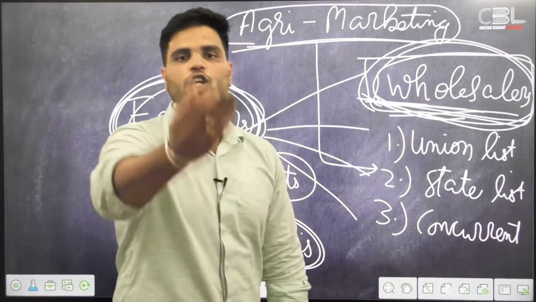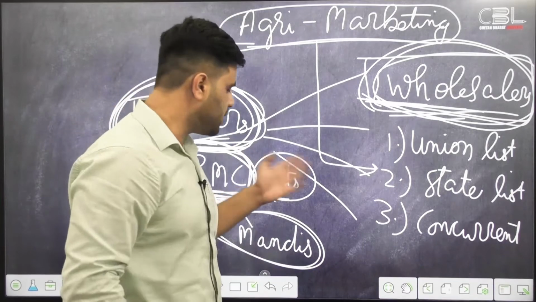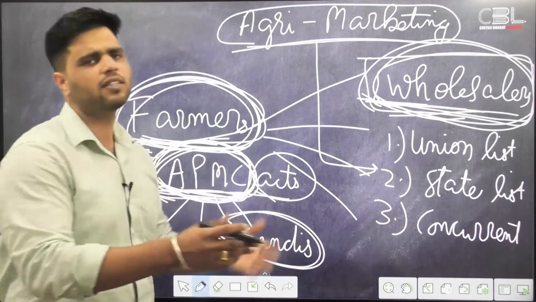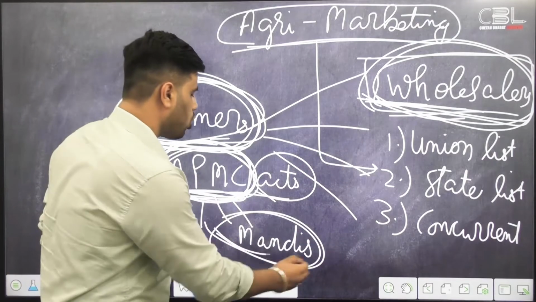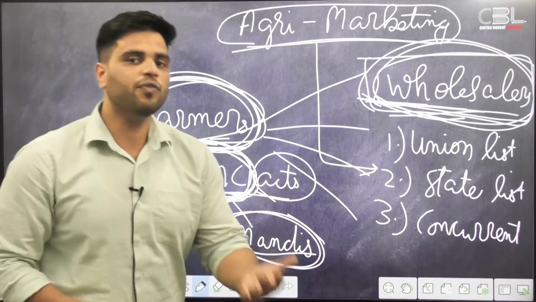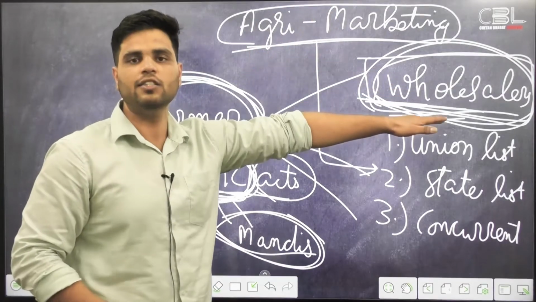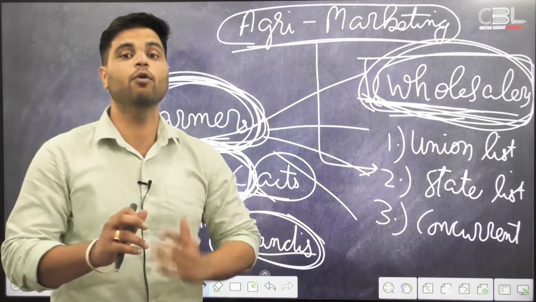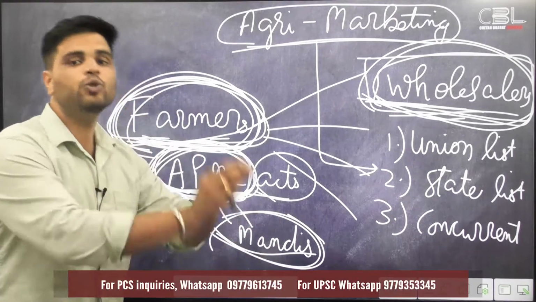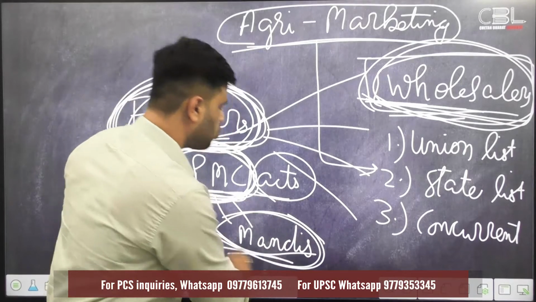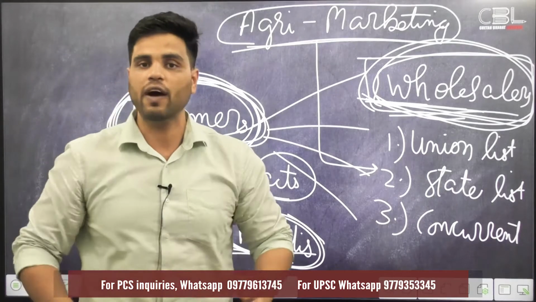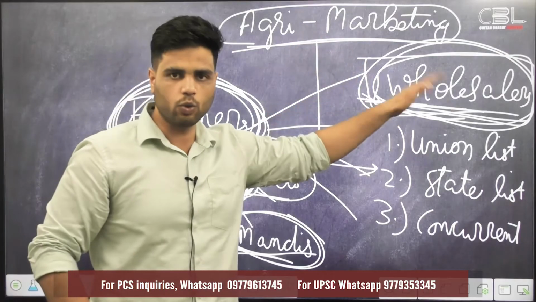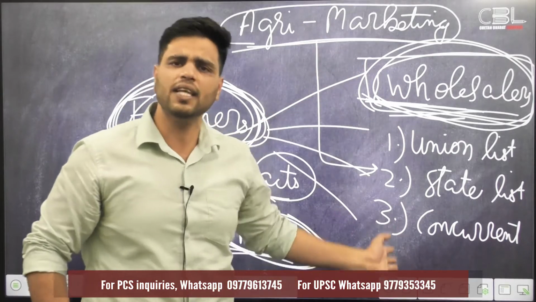But after the functioning of APMC and these committees and mandis for so long, it has been more than 70 years, I guess 60 years, that these committees or these mandis have been functioning. It was found that even these mandis were exploiting farmers. And farmers didn't have any freedom of choice. Farmers had to sell their produce in these mandis only. They couldn't sell anywhere else. So farmers' freedom of choice was curtailed through these reforms, through these acts.